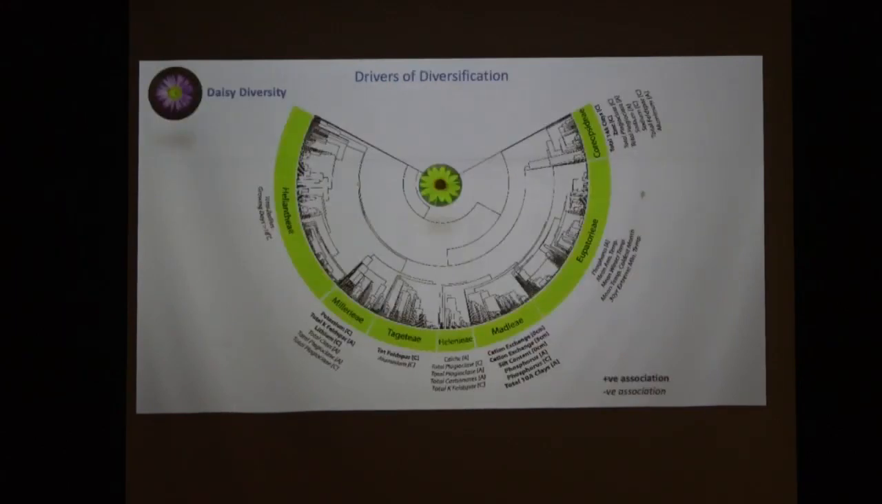I'm sorry about this. This is a messy graph. But this is the evolutionary tree of all those daisies. So the ancestor would be back here, and all these tips up here, the ends of these branches, are the species that we currently see. And they're divided into tribes, groups within the daisy family.